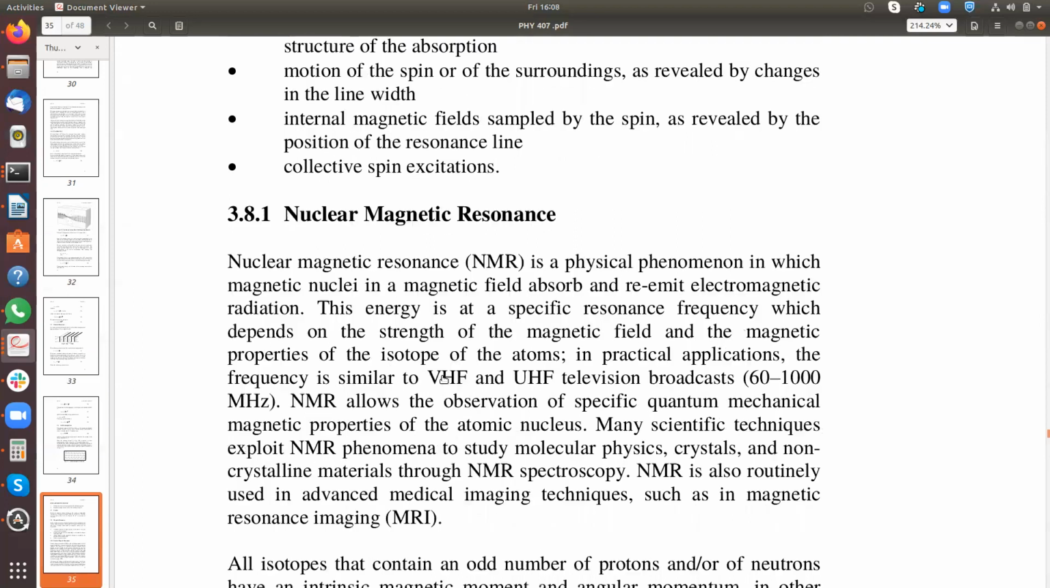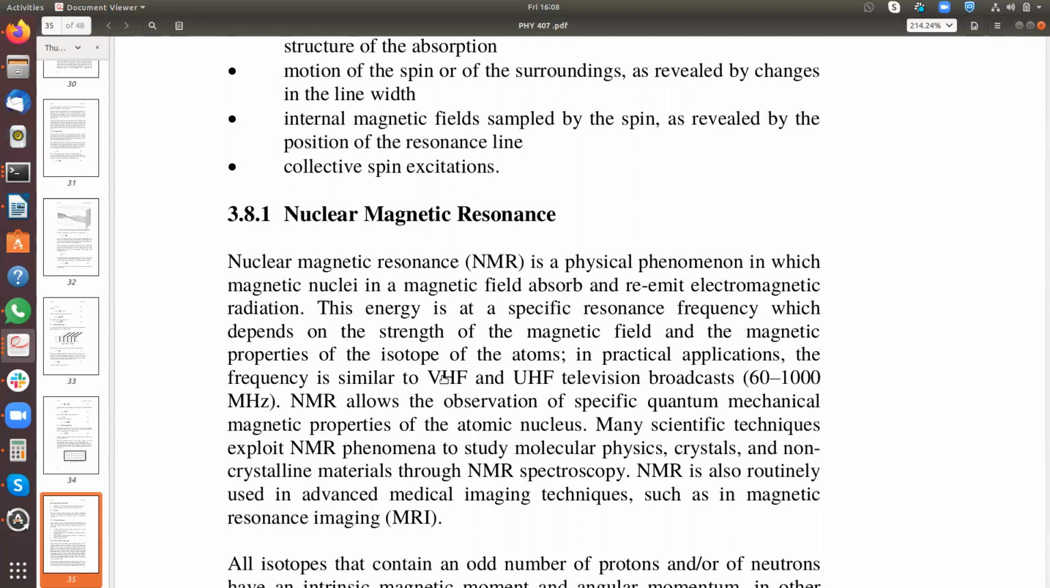Now, nuclear magnetic resonance, which is called NMR, is very useful in the medical field. It is a physical phenomenon in which magnetic nuclei in a magnetic field absorb and re-emit electromagnetic radiation. This energy is at a specific resonant frequency, which depends on the strength of the magnetic field and the magnetic properties of the isotope of the atoms.